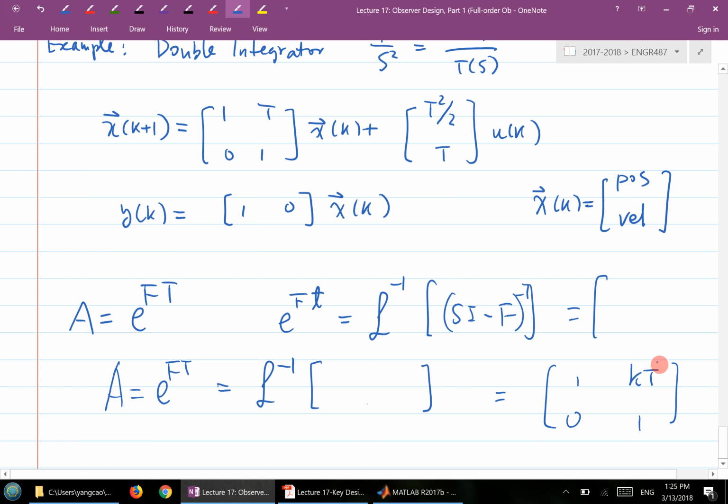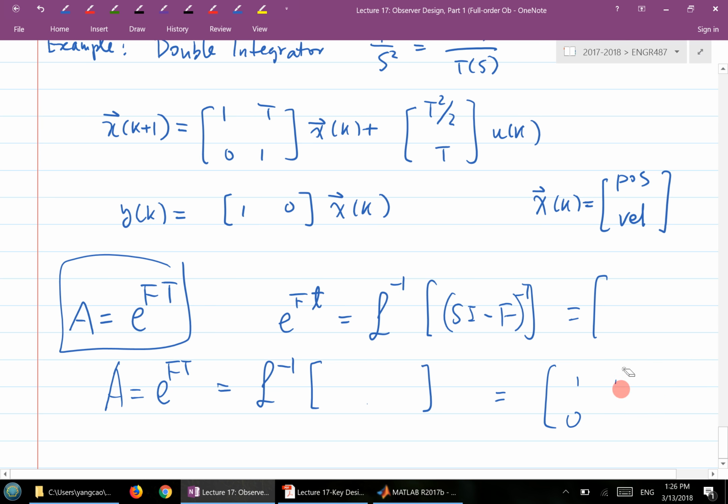So once you get this wrong, the rest will be wrong, right? So make sure the definition of this A here is properly understood. Okay.